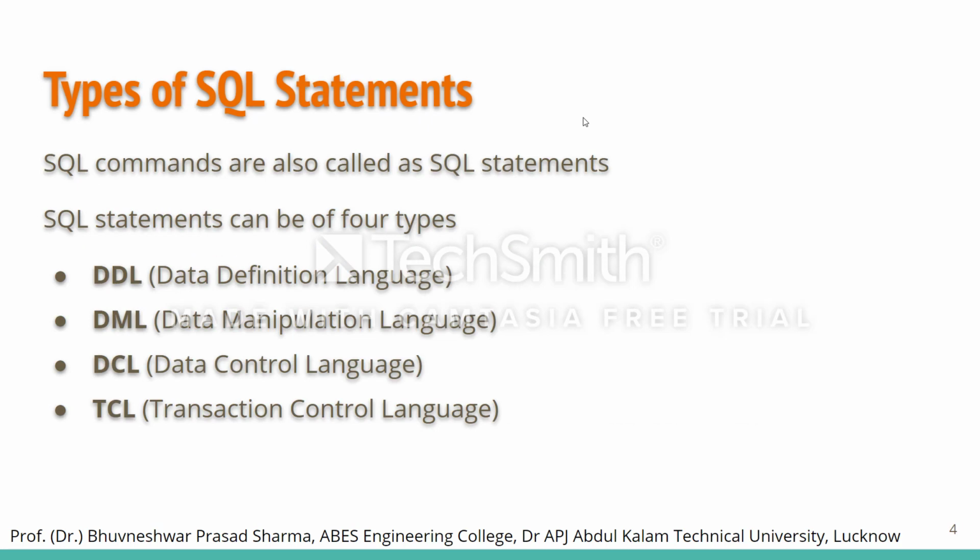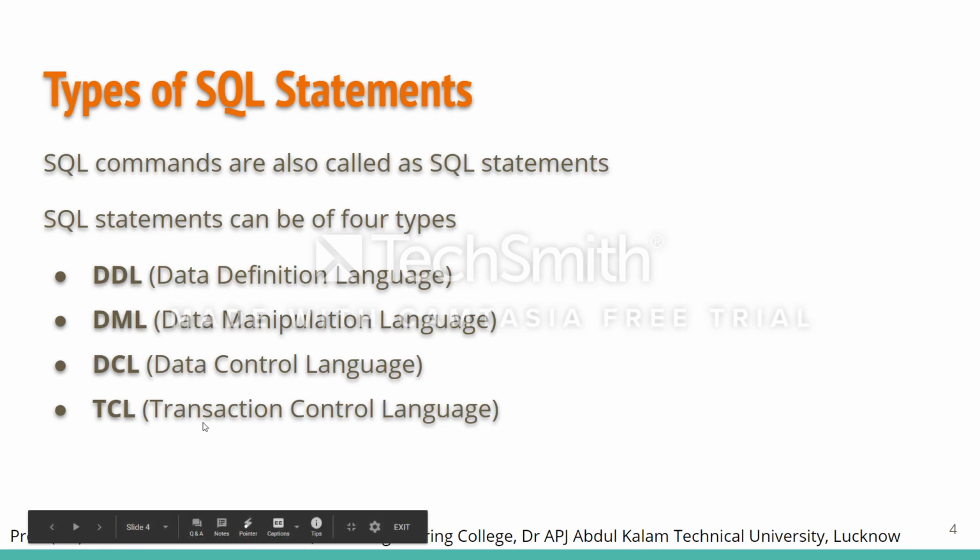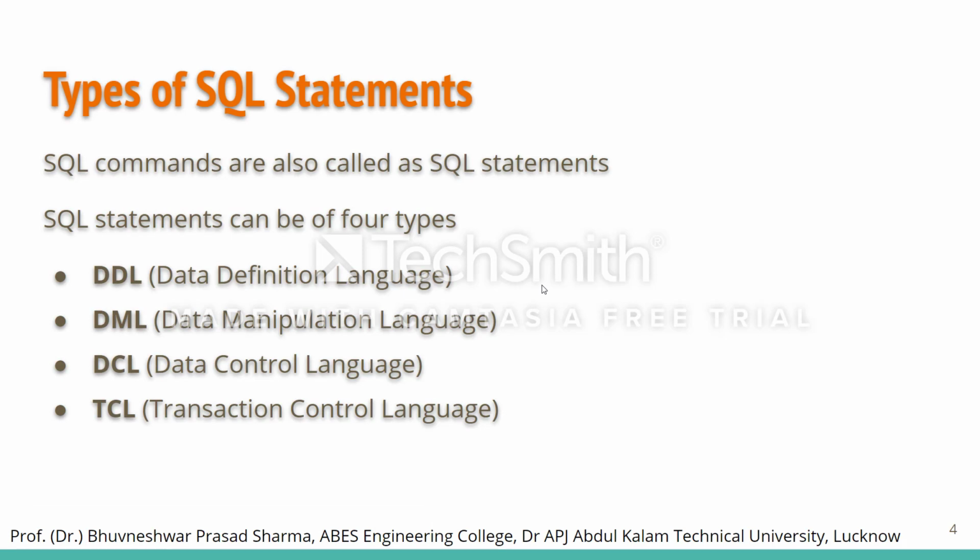Here are the SQL commands. What are the different kinds of SQL statements or commands we can have? SQL commands are also called SQL statements, and they can be of four types: DDL, DML, DCL, and TCL. DDL stands for Data Definition Language. DML stands for Data Manipulation Language. DCL is Data Control Language, and TCL stands for Transaction Control Language. These are the four types of SQL statements.